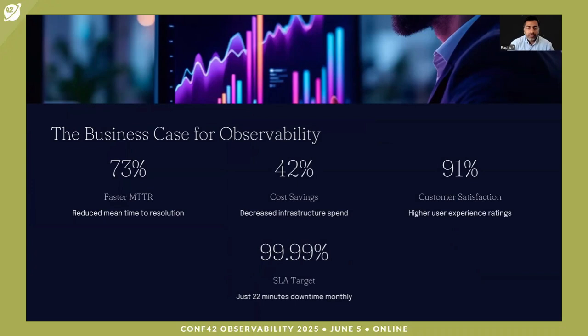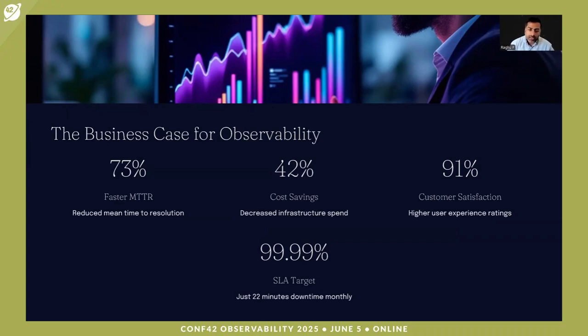So the business case for observability is clear. It delivers faster incident resolution, cost savings, and improved customer satisfaction. Observability helps reduce mean time to resolution by 73%, allowing us to identify and fix issues more quickly. It also leads to 42% cost savings by optimizing our infrastructure spend and reducing waste. Most importantly, observability drives a 91% increase in customer satisfaction through better user experiences.